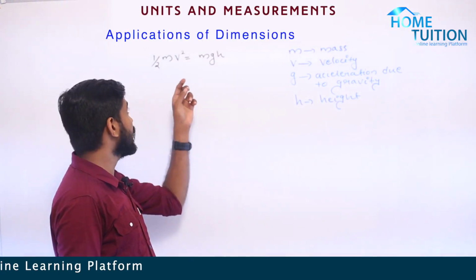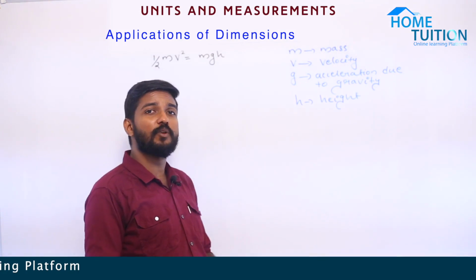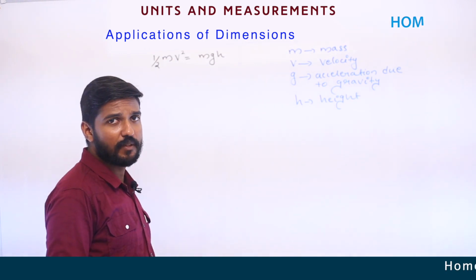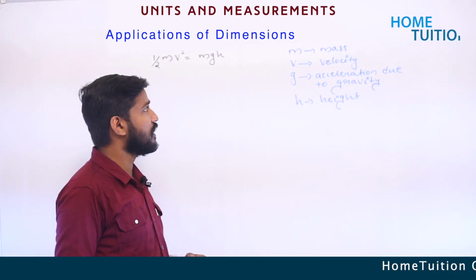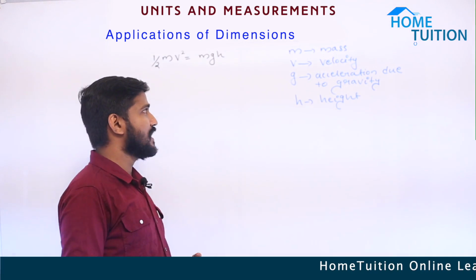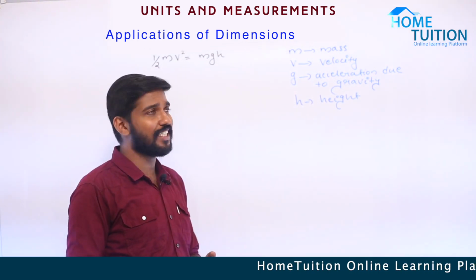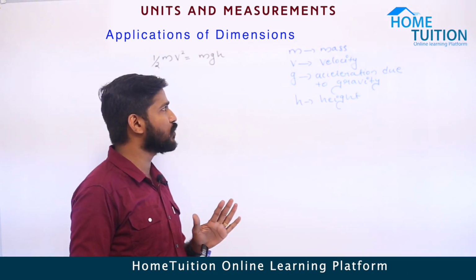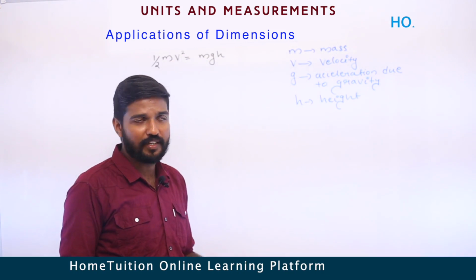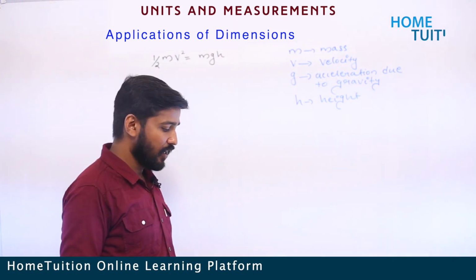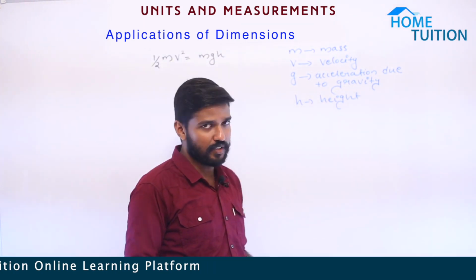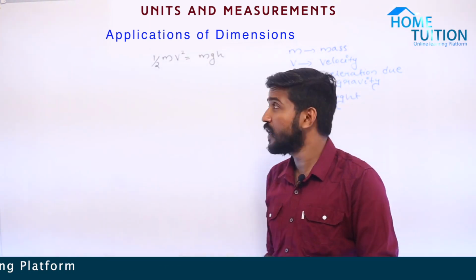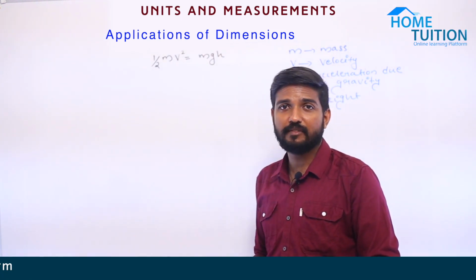Next we have another equation here: half mv square equals mgh. Here m is mass, v is velocity, g is the acceleration due to gravity, and h is height. So half mv square equals mgh, only two terms. What are they? Half mv square is the first term, the term on the LHS, left hand side, and mgh is the second term on the right hand side.